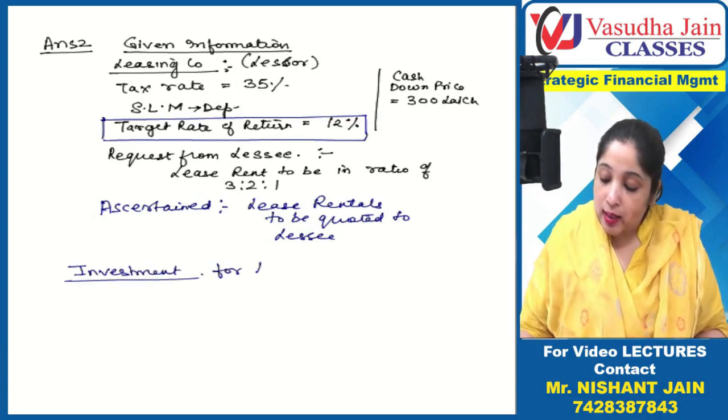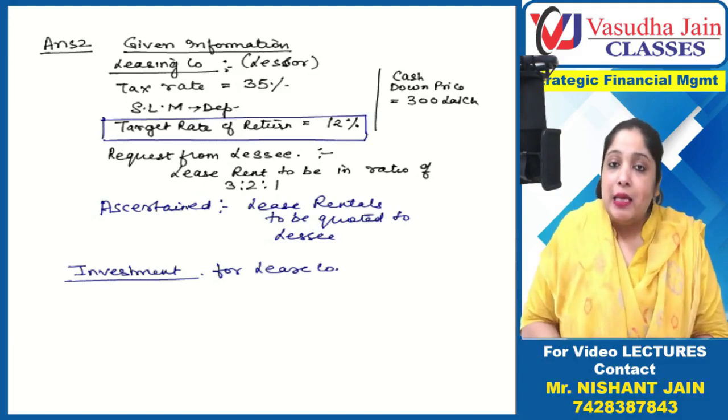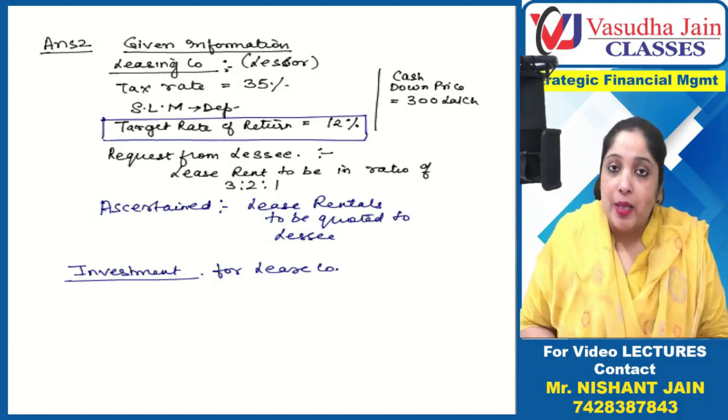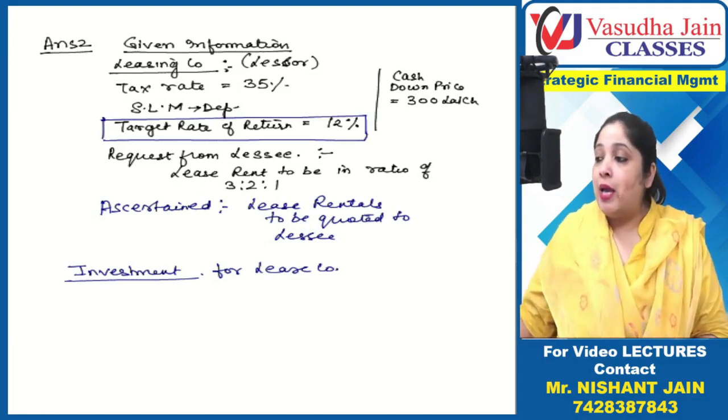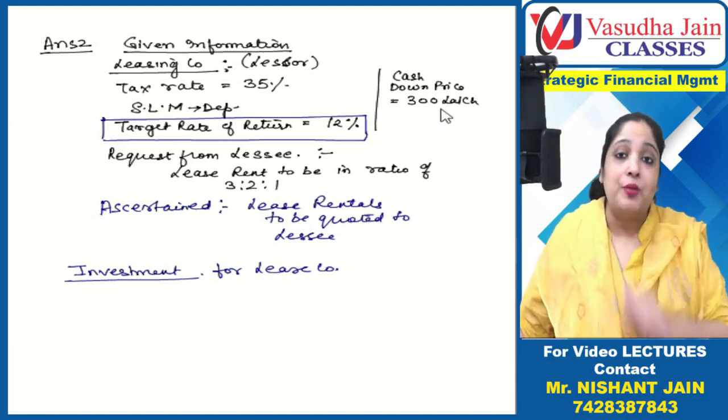Investment for the lease company. What is the investment? On that investment we want to earn 12%. First of all, the lessor company, that is Fair Finance company, has to purchase the asset. Now the asset is for how many rupees? 300 lakh. So the first investment is 300 lakh.